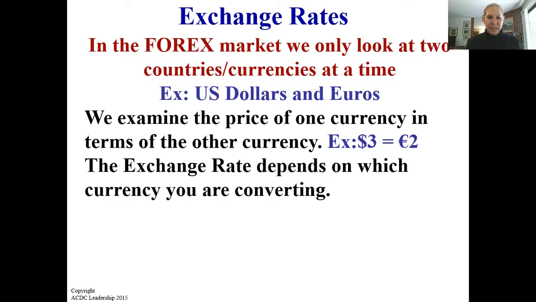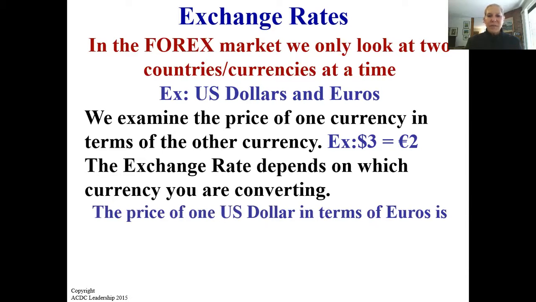The exchange rate depends on which currency you're converting, and you just use algebra to figure that out. The price of 1 US dollar in terms of euros is, so you divide both sides by 3, which brings the dollar down to 1, and you come up with $1 equals 2 divided by 3, which equals 0.66 euros. So for each dollar, you'll get 0.66 euros back in this particular example.